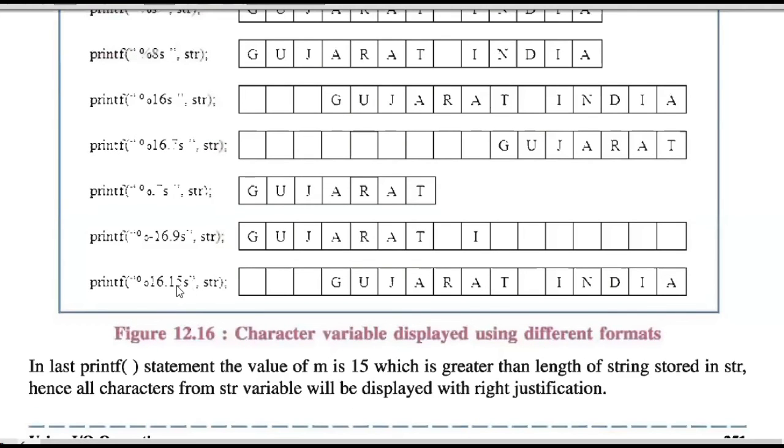This is 16.15. So a total of 16 places, and 15 characters we are supposed to print. Okay. And the others will be left blank. So this is a total of 13 and 3 are left blank here.